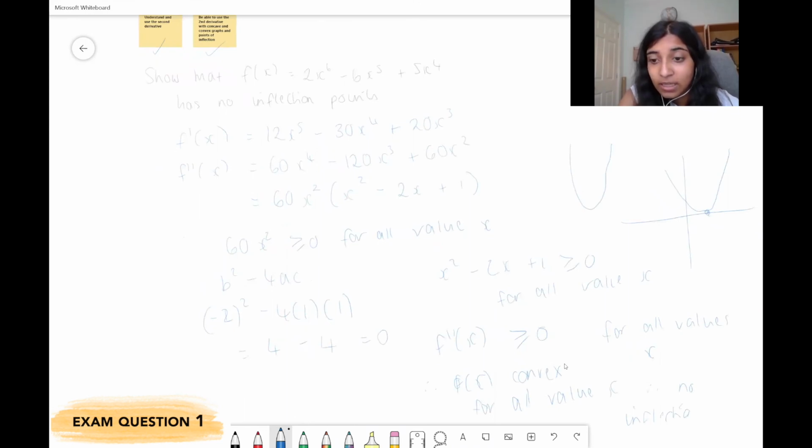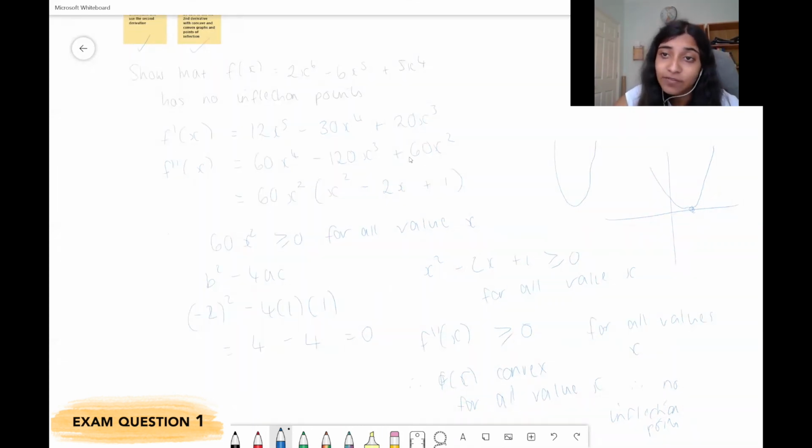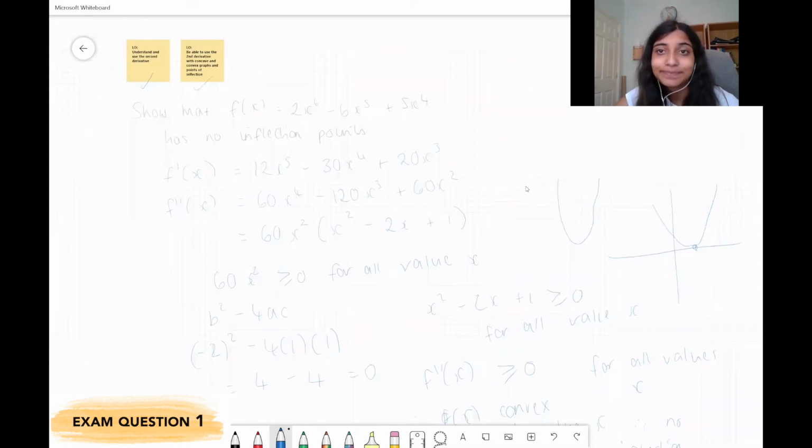So that's the answer to this question. So remember, you just want to find the second derivative and then see whether it has values of x where the second derivative is greater than 0 and less than 0. And because we found that it's greater than or equal to 0 for all values of x, that means it's convex for all values of x, so therefore there are no inflection points.